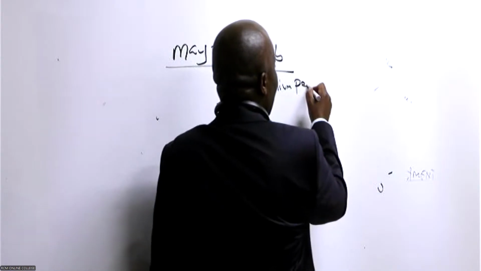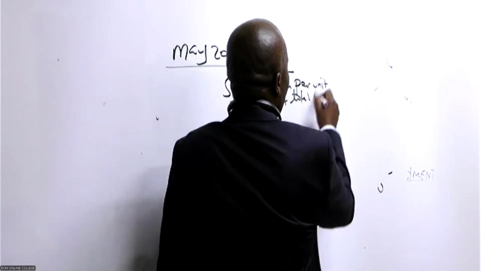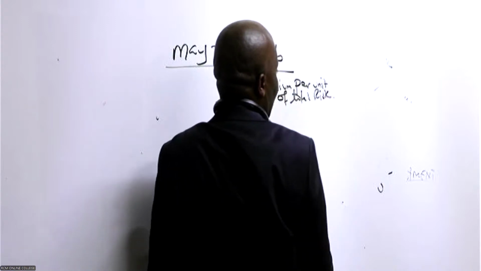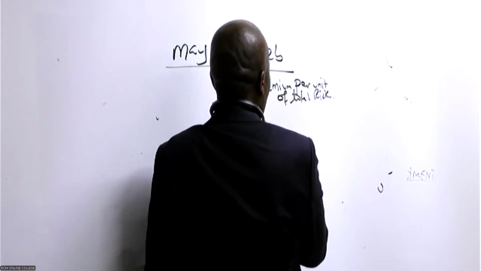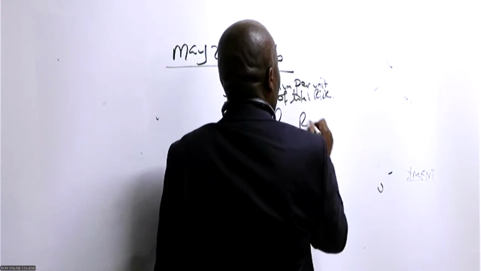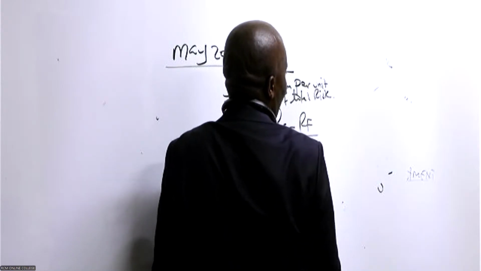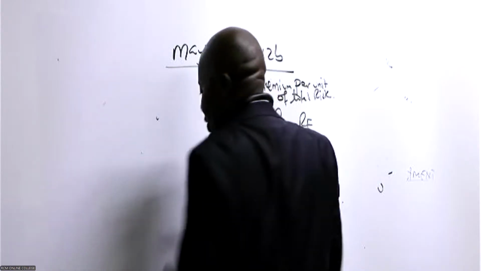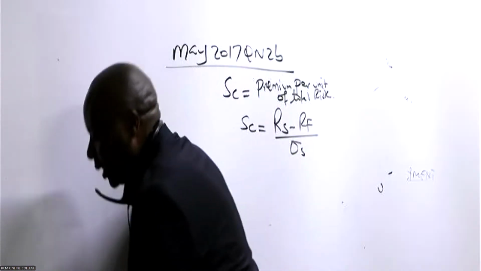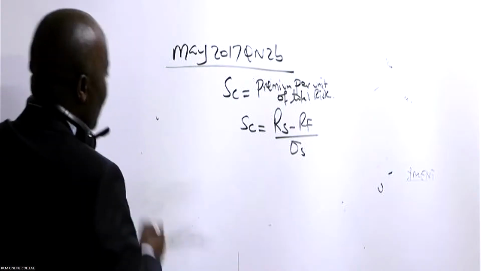per unit of total risk, isn't it? And how do we calculate this premium? It will be returns of the security minus risk-free, all over total risk, the standard deviation. So then we shall be able to calculate for all these securities.